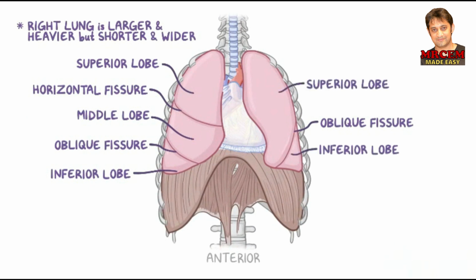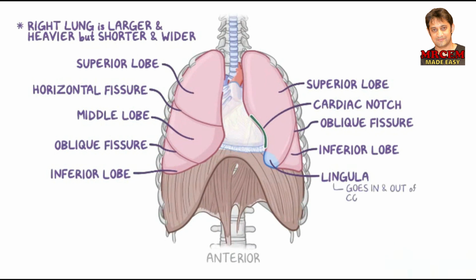Also on the left lung, there's a deep cardiac notch on the anterior border, caused by the deviation of the heart towards the left. This leaves an impression on the anterior-inferior aspect of the superior lobe, and also shapes a tongue-like process called the lingula. The lingula extends below the cardiac notch and goes in and out of the costal mediastinal recess during breathing.